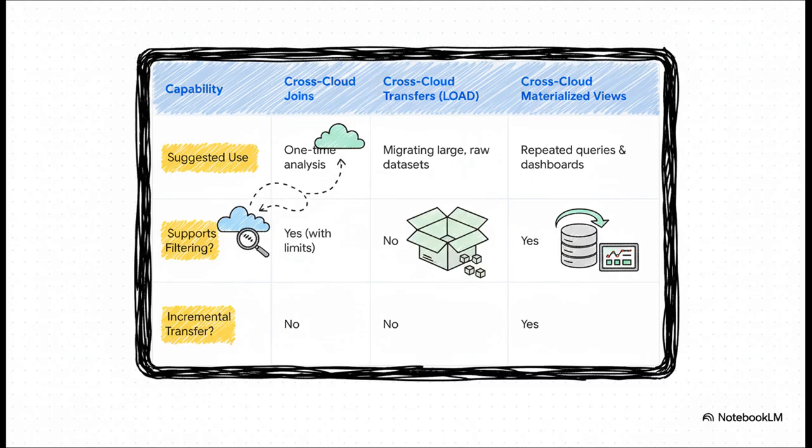So you've got a few different tools in your toolkit here, and this table kind of helps you figure out which one to use when. If you just need a quick one-off analysis joining data, go for the cross-cloud joins. Got a huge data set you need to migrate? The load command is your best bet. And for those dashboards and reports that need constantly fresh data, well, that's what materialized views are perfect for.